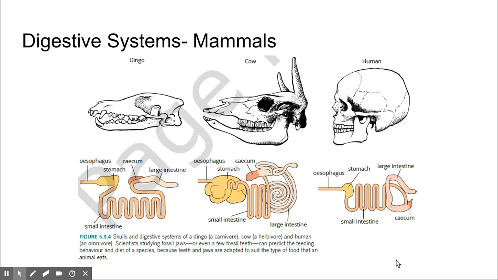And we can see there that the size of the stomach is much different to the size of the stomach in the dingo. And we can see the length of the small and large intestine is also quite different. And then we have humans, where we don't really have large incisors, but we don't have the flat teeth compared to cows. And then our digestive system is quite simple, quite short, not as long as the dingo's, but definitely not as large as the cow's.